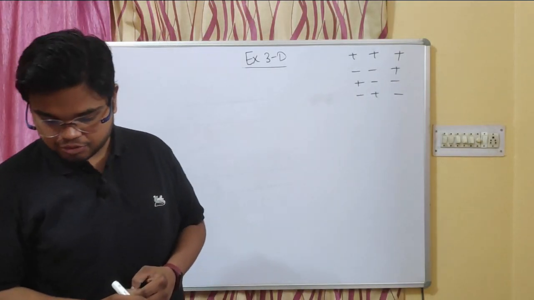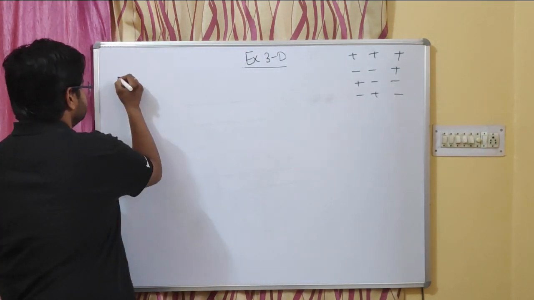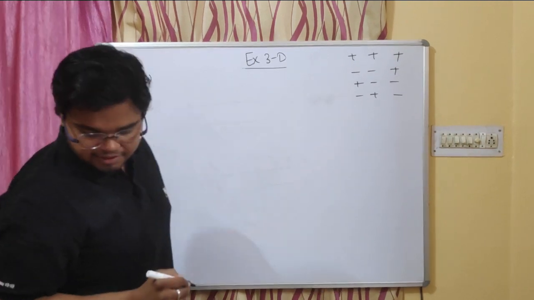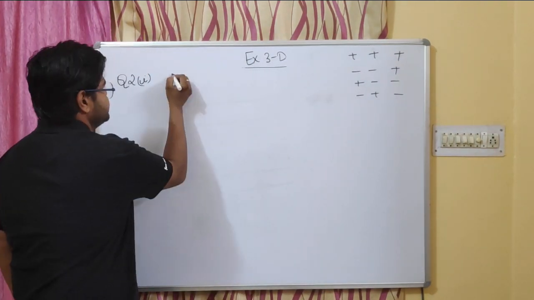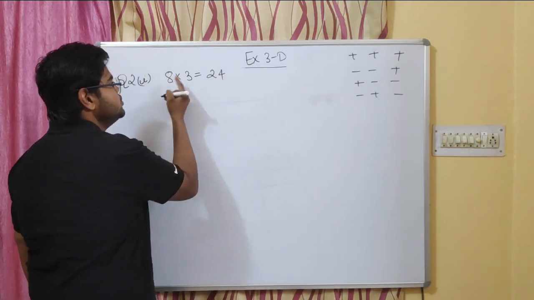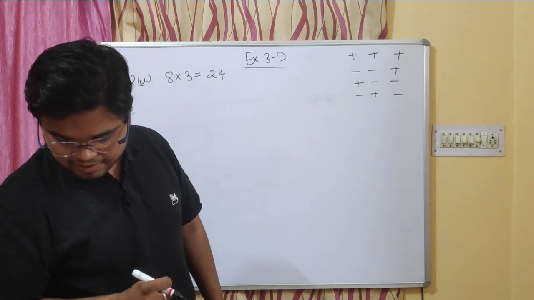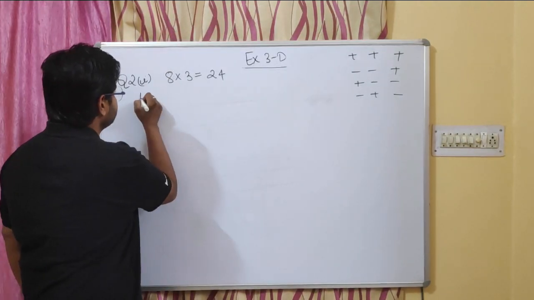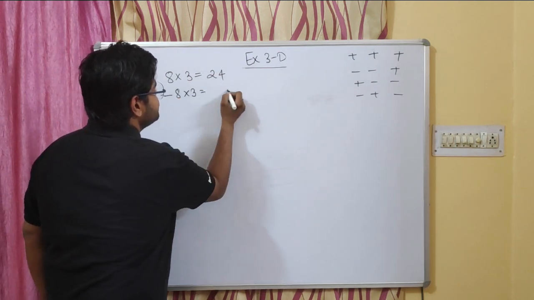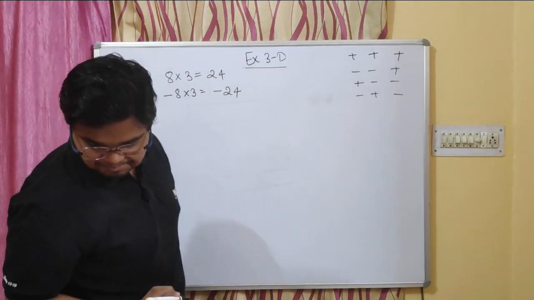Now question number 2, find the following products. Very simple question. You will be finding the products of the integers. So 8 into 3, as we all know, 8 into 3 is 24, and both the integers are positive, so the final result will also have a positive sign on it. Now the second one is minus 8 into 3. So 8 into 3 again 24, but minus plus will be minus.